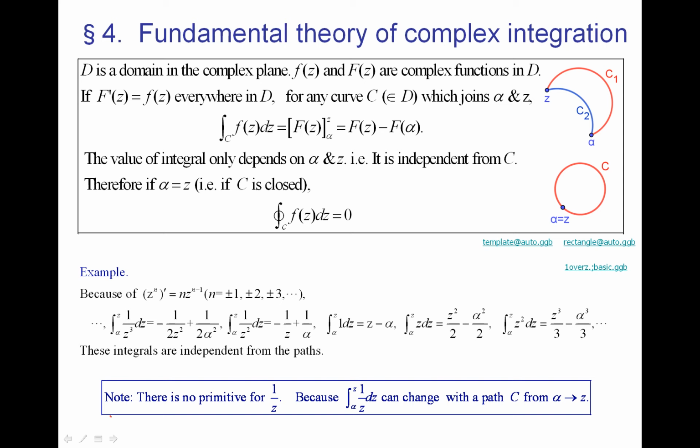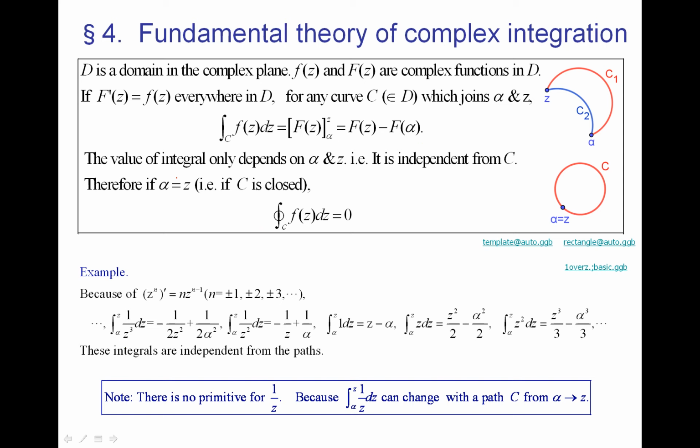D is a domain in the complex plane. Small f(z) and big F(z) are complex functions in D. If big F'(z) equals small f(z) everywhere in D, then for any curve C in D which joins alpha and z, the integral of f(z) over C dz equals big F(z) minus big F(alpha).